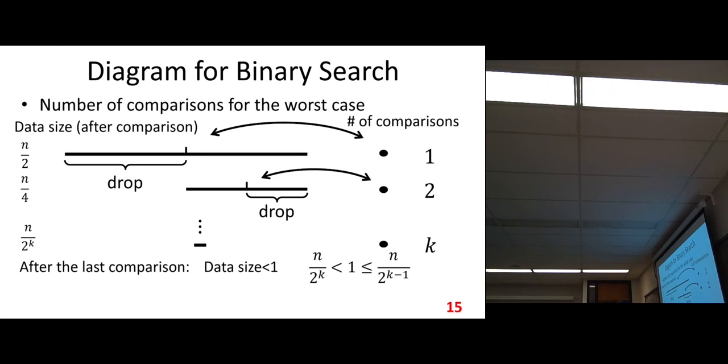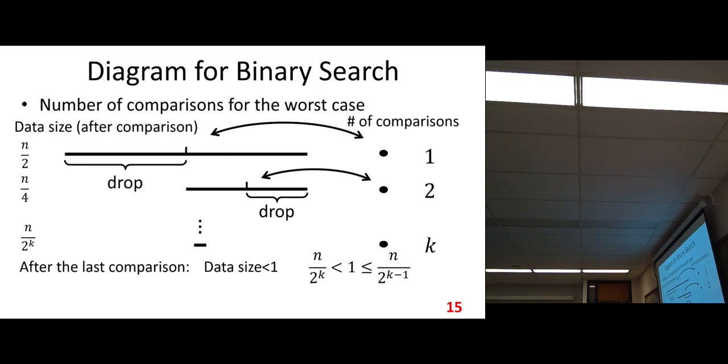So here, this tells us k plus 1 comparisons. Because this is the data size after k plus 1 comparisons. That one is still greater than or equal to 1. Then after we do one more comparison, it is immediately below 1. Now we catch the point. You cannot do more, you cannot do less. We catch the right spot.